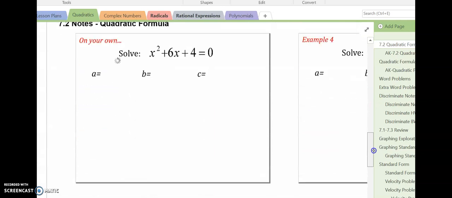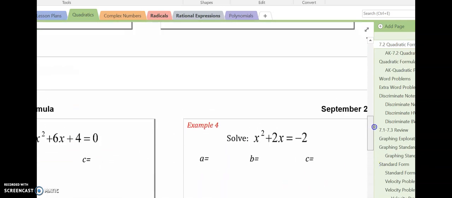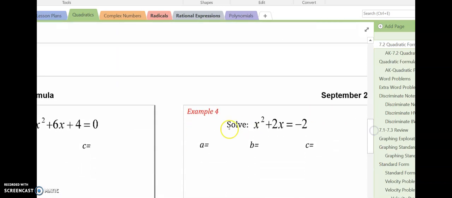Whereas, do I have any examples? I'm just checking. I don't actually have any examples. Oh, there's one. This example 4 is not set equal to 0. So we would have to take x squared plus 2x, move this over to make it 2 and then set it equal to 0. And then you would start. And we'll do that one next.